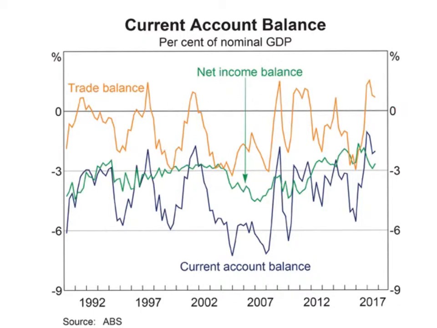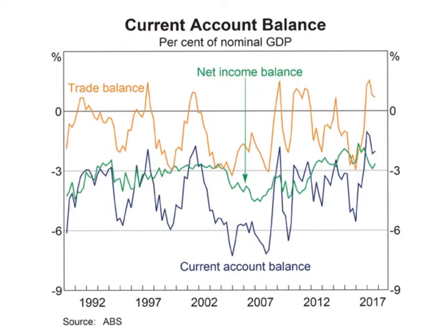And if you add up the orange line, the trade balance, and the green line, the net income balance, you end up with the current account balance, and that's given by the blue line. And again, you'll notice that the blue line for Australia is always negative. It goes from about 2% of nominal gross domestic product down to at periods of time being around 7 or 8% of gross domestic product.